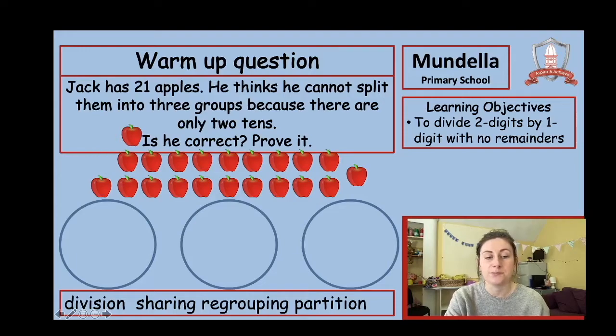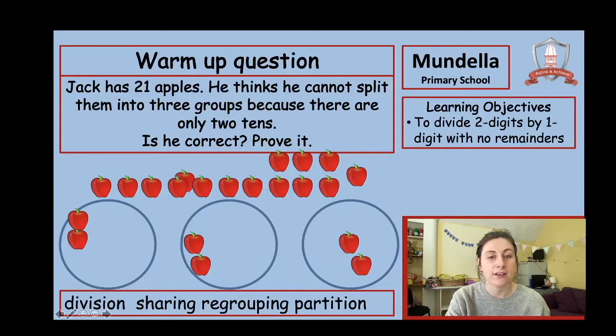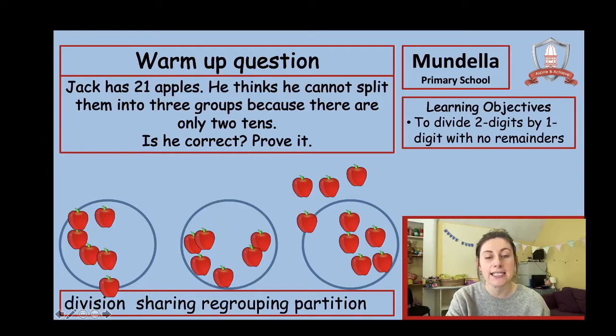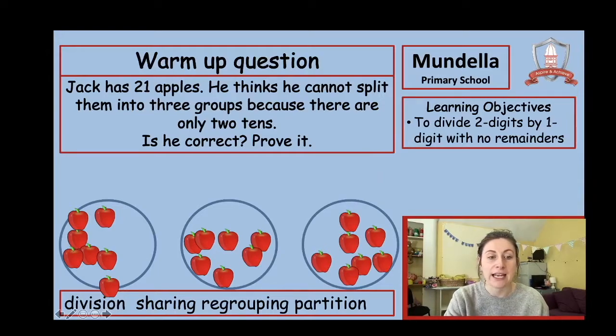Okay, let's see. 1, 2, 3, 4, 5, 6, 7, 8, 9, 10, 11, 12, 13, 14, 15, 16, 17, 18, 19, 20, 21. We've managed to split them all evenly. Let's check how many are in each group.